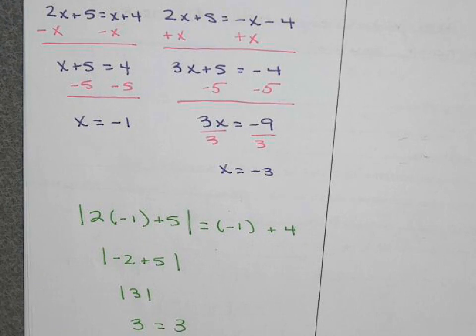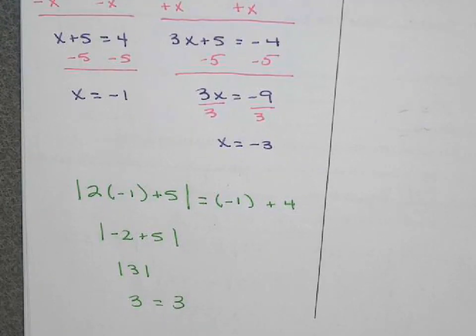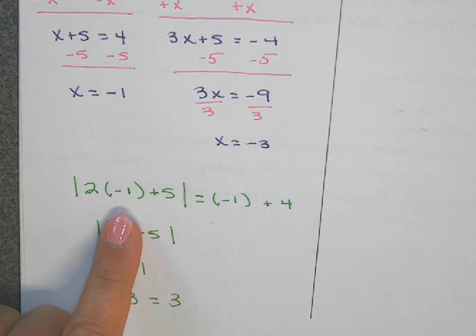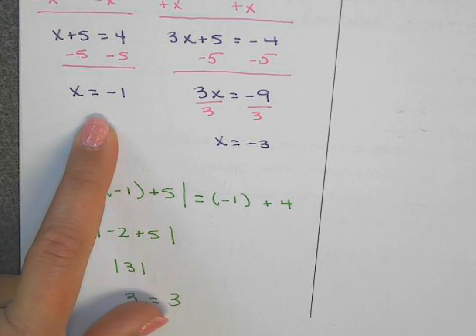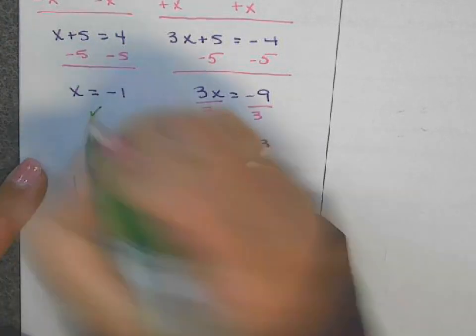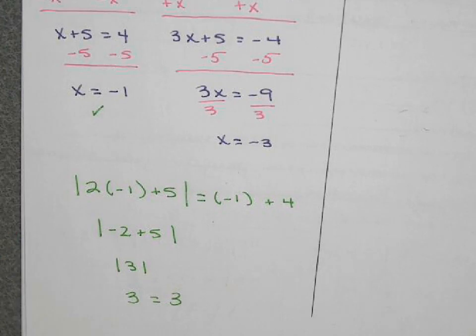So what does that tell us from what we've done? We got it right. Okay, we got it right, but what do you mean? 3 is 3. What did we plug in for x? -1. So that tells us that x can be -1, that is a solution. So I'm going to put a little check mark here because I know that is a solution.